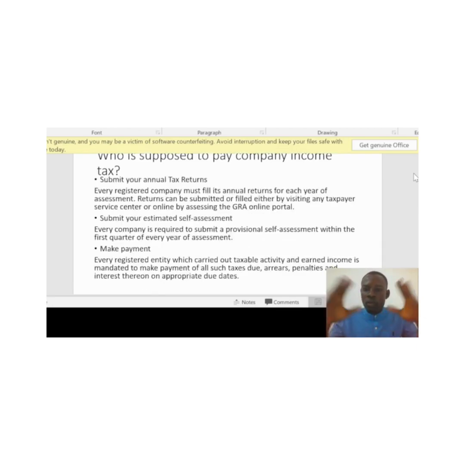So after you register and file at any GRA office, the next thing is to submit your annual tax returns.